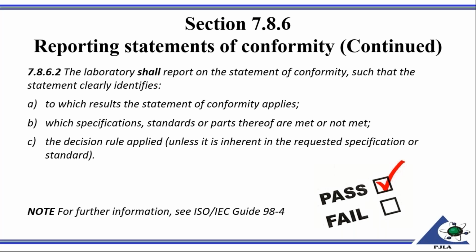C, the decision rule applied unless it is inherent to the requested specification or standard. Like I talked about before, some of the decision rules are baked into, let's say, ASME, American Society of Mechanical Engineers, I think that is, or another similar organization that has that already baked in. You're good. Otherwise, you need to have which decision rule you're applying. Okay. So note, for further information, see ISO/IEC Guide 98-4. So there's an ISO guide that provides some additional information with regards to the statement of conformity. That should give you some place deeper to dive into if you want to go more in depth there.